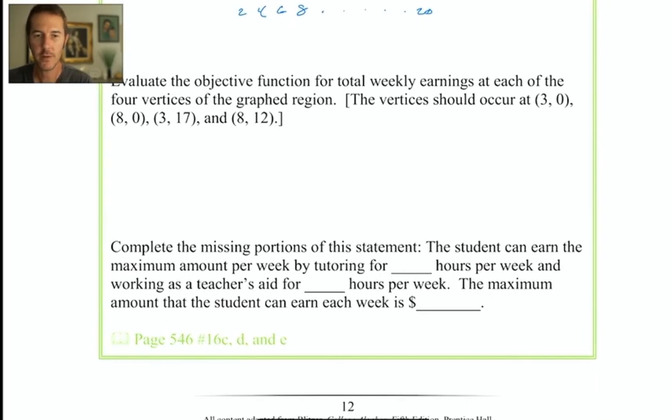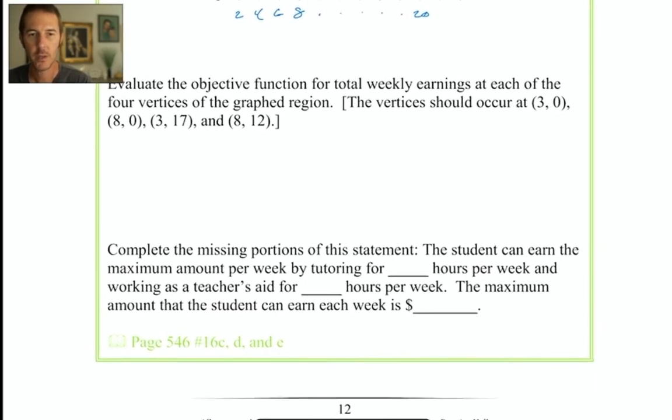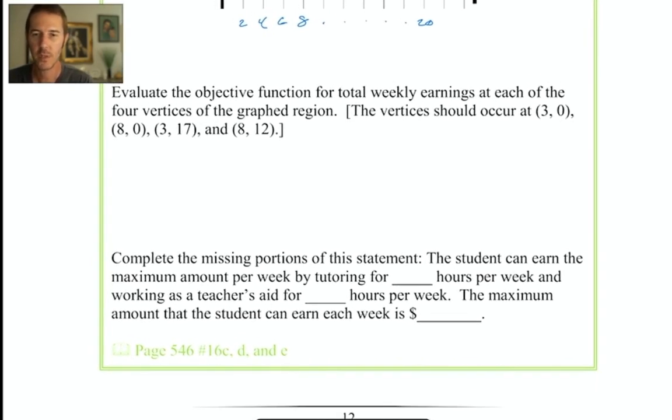And so the very tail end of that question is to complete the missing portions of this statement. So the student can earn the maximum amount per week by tutoring for, I think our tutoring number of hours was 8, and the TA number of hours was 12. Is that right? Well, you can adjust those accordingly as necessary, and I think the maximum amount was 169, maybe.